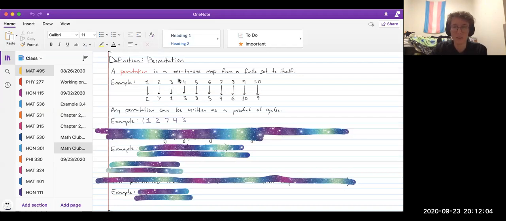And since your cycle has gone back to the beginning, you close it up with a final parenthesis. And now we still haven't used all the numbers here, so we have to go on. So what's the smallest number we haven't used? We haven't used 5 yet.